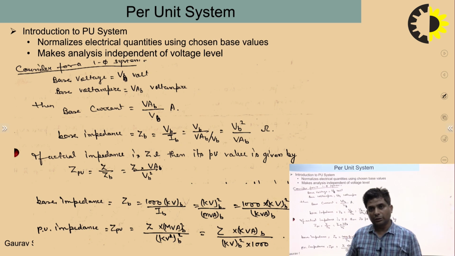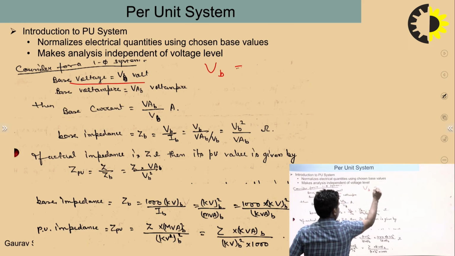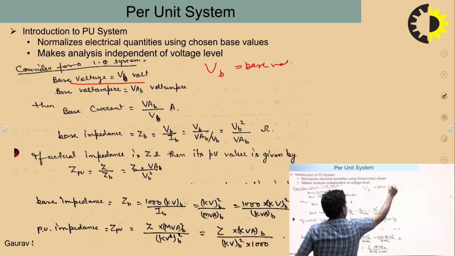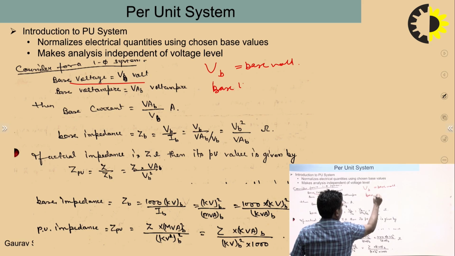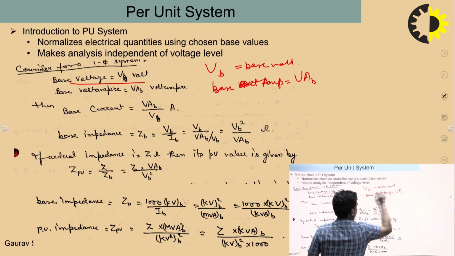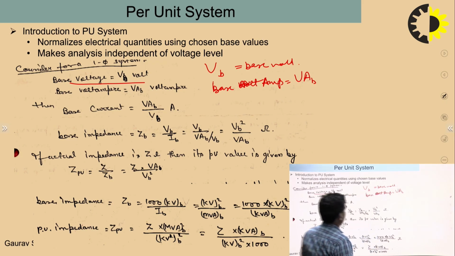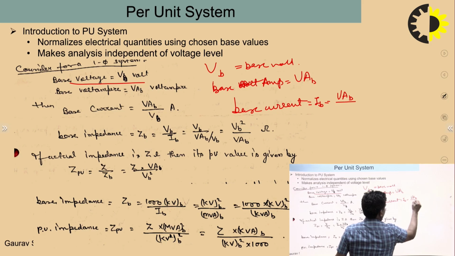So consider a single phase diagram. Here we can choose the base voltage as VB. And similarly the base ampere, whatever base ampere we have chosen, that is the VAB. Then what will happen? The base current IB will be VAB by VB.